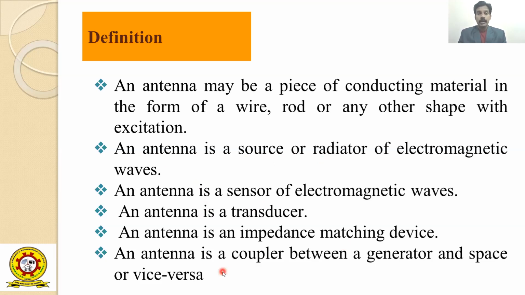An antenna is a coupler between the generator and space, and vice versa. So the basic fundamental definition of the antenna is a transitional structure between free space and your medium, that is, between the transmission line and free space, on both the transmitter side and the receiver side.